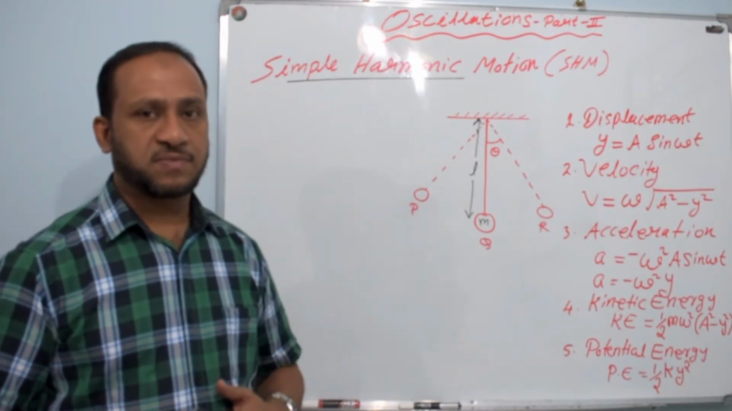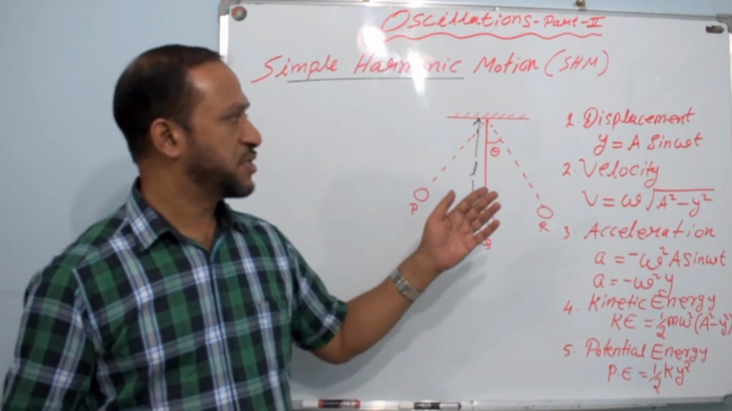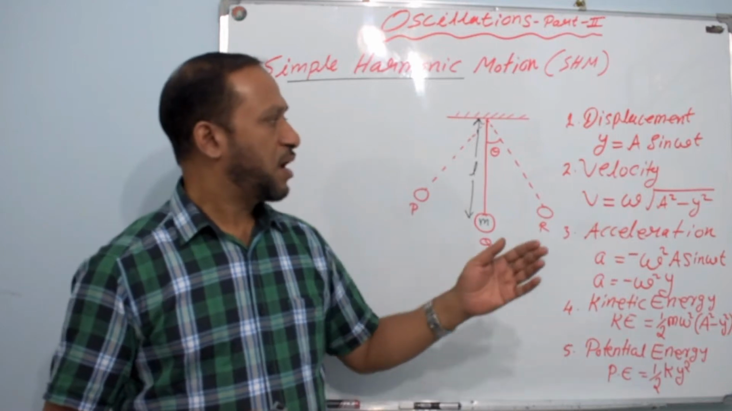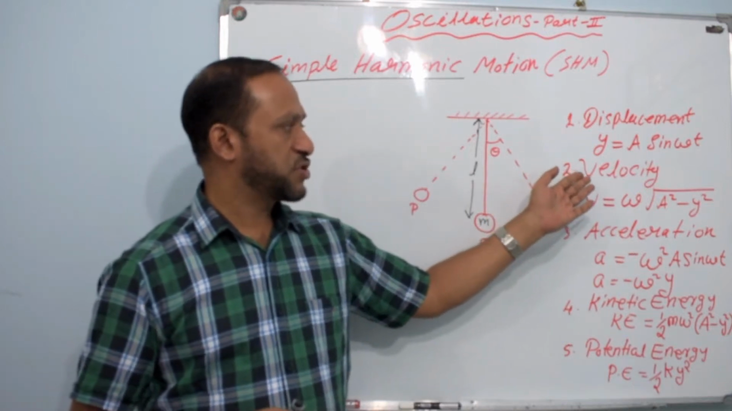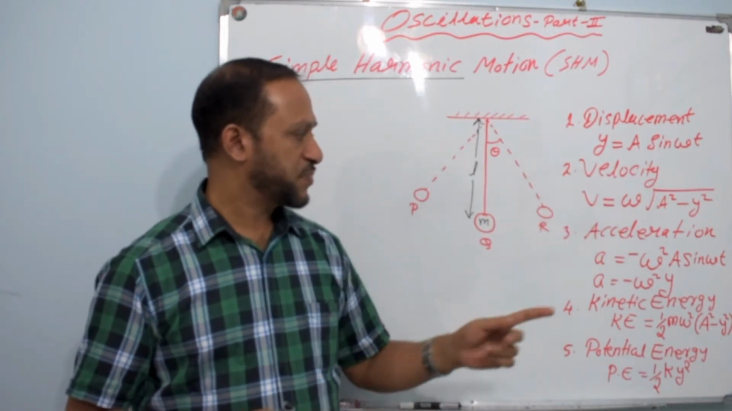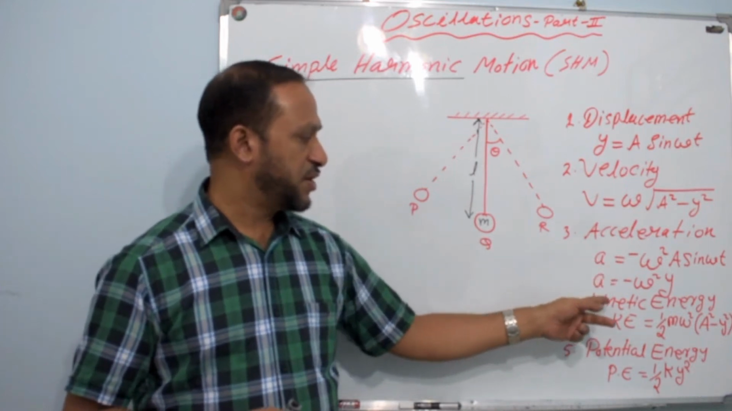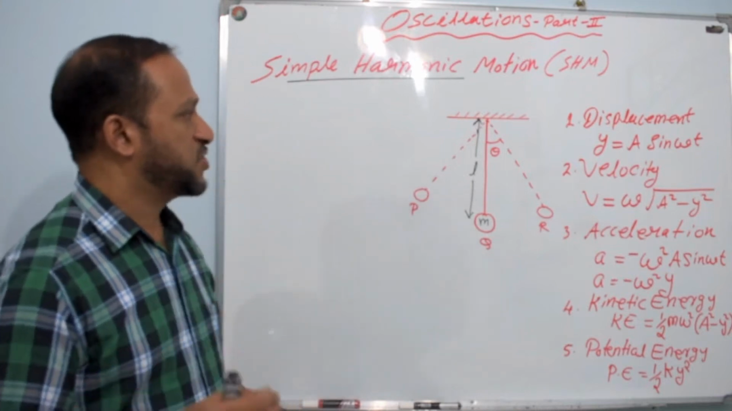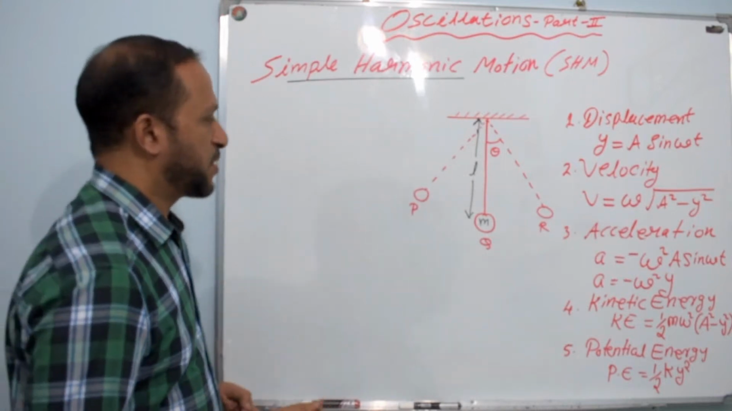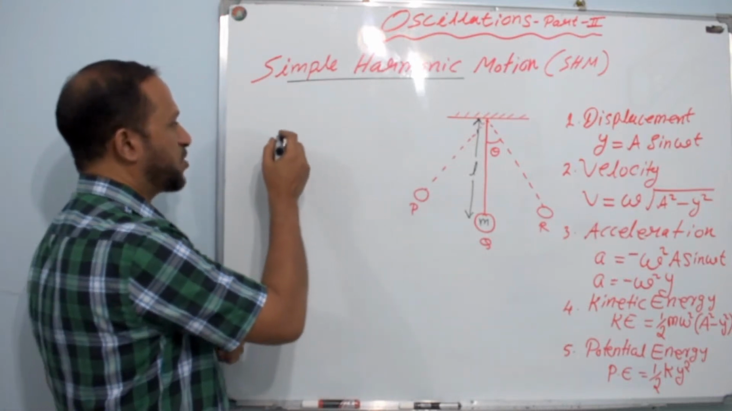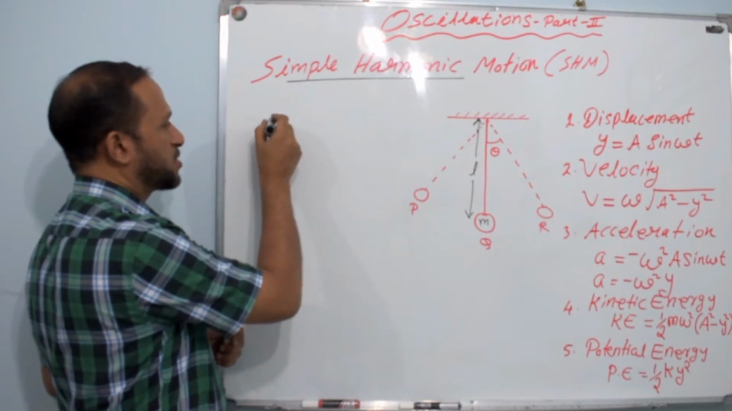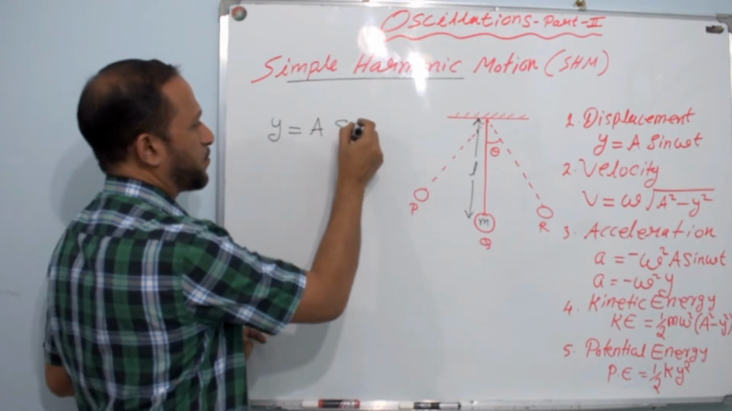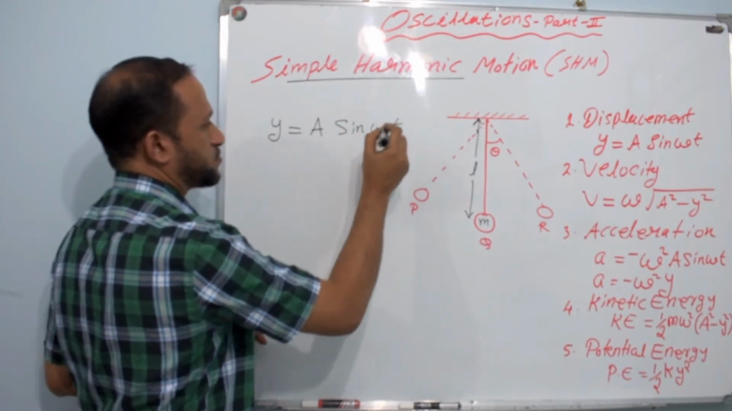In this class, I am going to explain in detail the displacement of SHM and the derivation of the equations for velocity, acceleration, kinetic energy and potential energy of SHM. First of all, we have seen in the previous class that the displacement of an SHM can be written as y equal to a sine omega t.